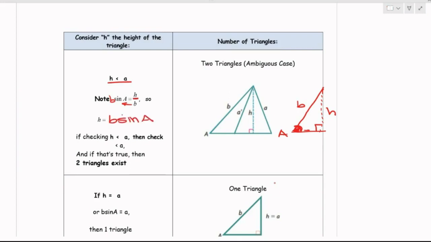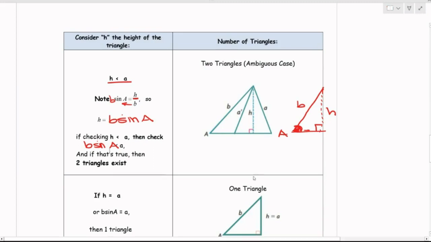Once you have height, you can then compare it to A. So if height is less than A, then that means height, which is this as well, B sine A, whoops, I forgot the H, will be less than A. So if B sine A is less than A, you have two triangles. You have ambiguous case, and you're going to have to solve both of them.